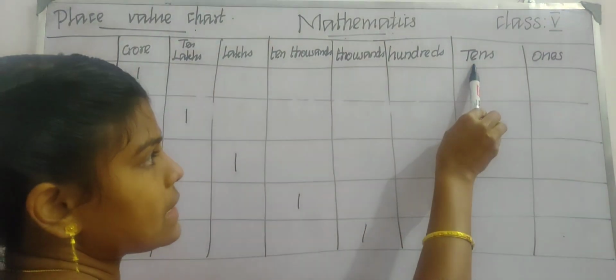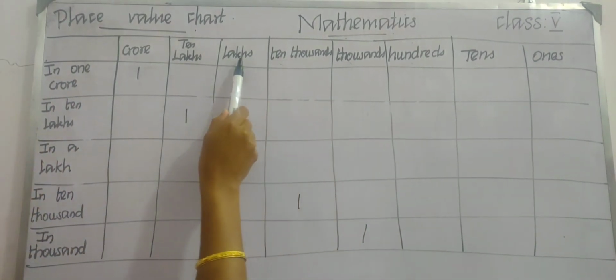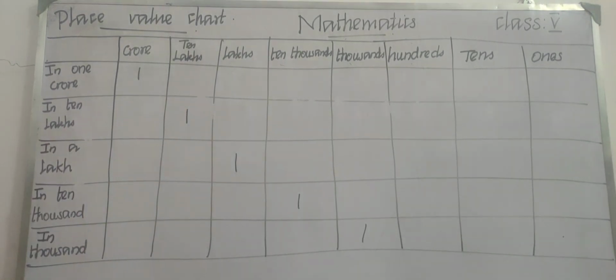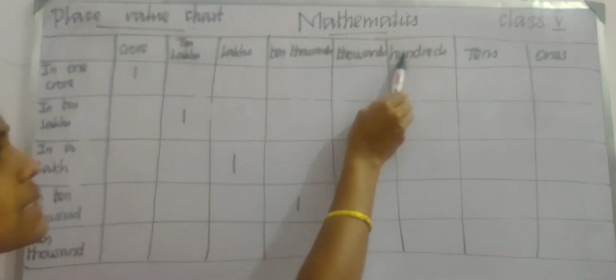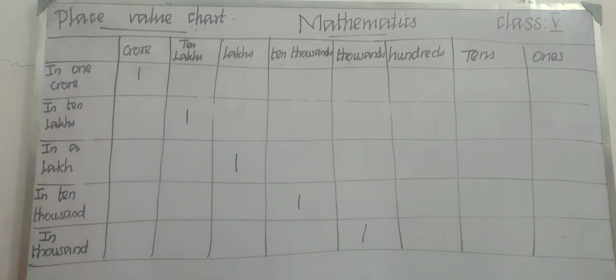Ones, tens, hundreds, thousands, 10,000s, lakhs, 10 lakhs, and then crore.